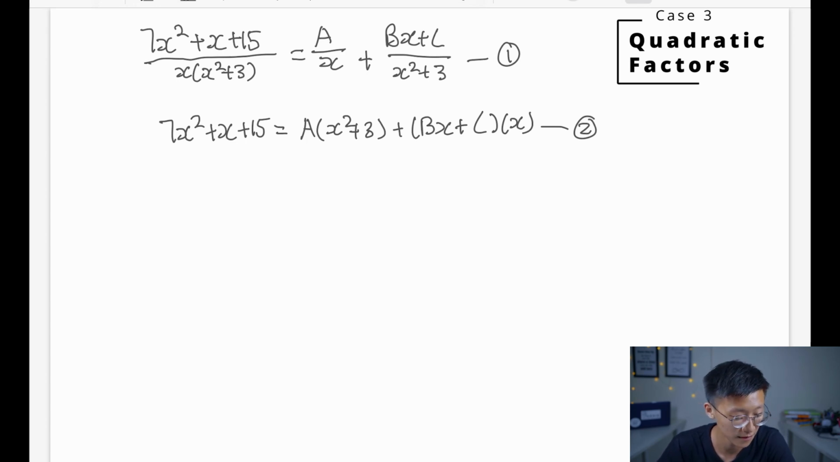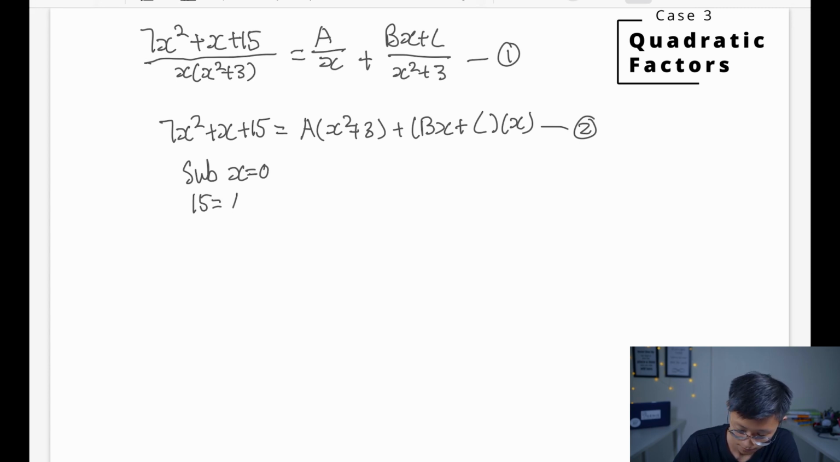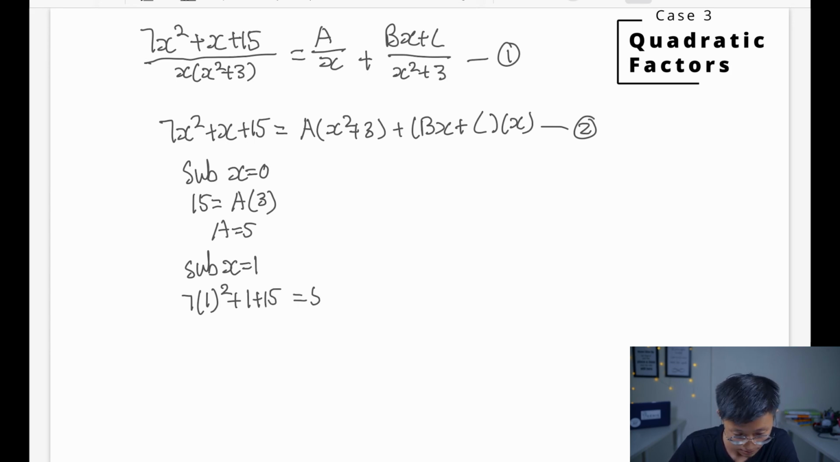Now, let us substitute the suitable values of x to find a, b, and c respectively. First, let us sub x equal to 0 to find the value of a. A equals 5. Now, let us sub x equals to 1 to get the first equation and label this equation 3. We will get b plus c equals to 3.